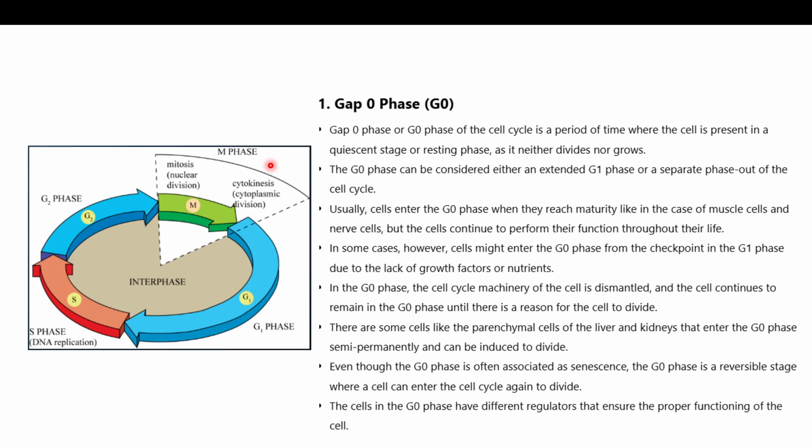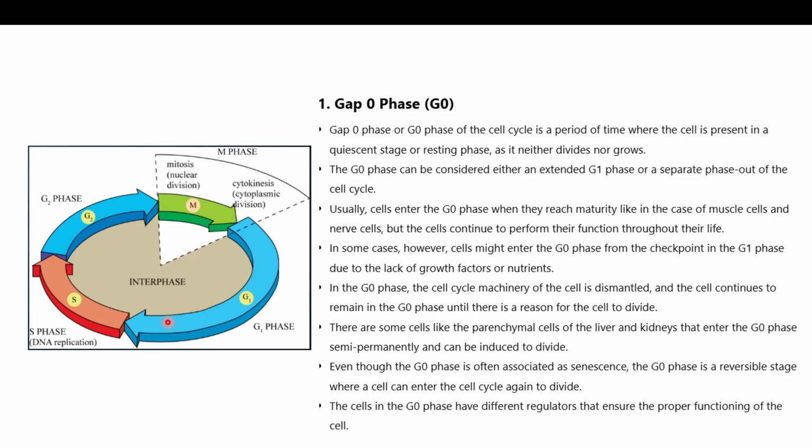However, sometimes the cells go into a resting phase where they are neither dividing nor growing. This takes place in this particular part, especially after the G1 phase. Cells enter this phase when they reach maturity, like muscle cells and nerve cells, but the cells continue to perform their function throughout their lives. In some cases, cells can enter G0 phase from the checkpoint in G1 due to the lack of any growth factors or nutrients.